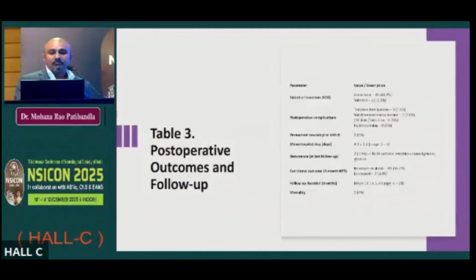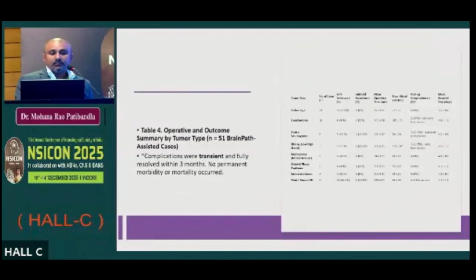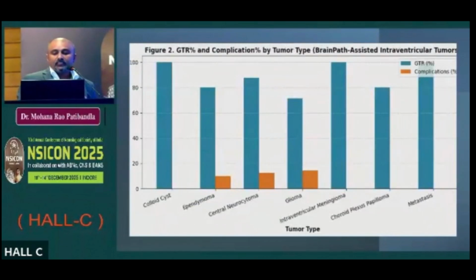Mean blood loss is around 90 ml. Extent of resection: in 45 cases we did gross total resection. Post-op complications: three patients had a transient hemiparesis and recovered within 3 months, and short-term memory loss in one patient. Mean hospital stay is around 4 days, with recurrence in the subtotal resections. When it comes to the outcome, all these gliomas, especially the ependymoma, central neurocytoma, and astrocytomas, caused whatever complications we have.